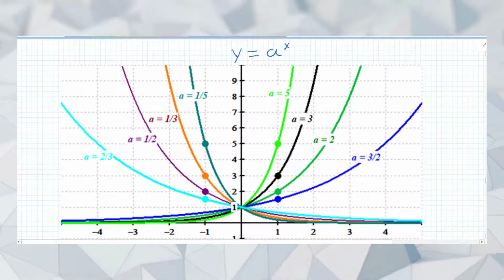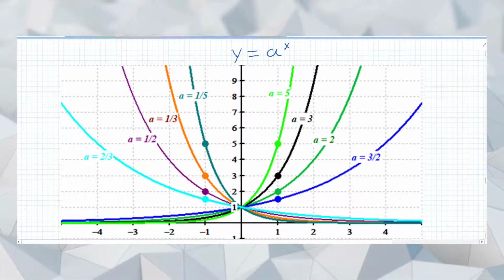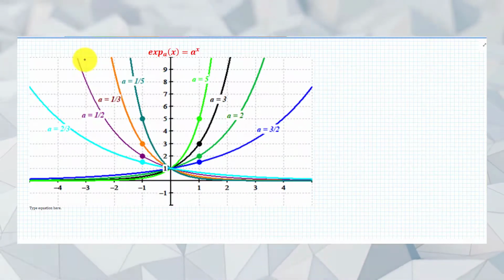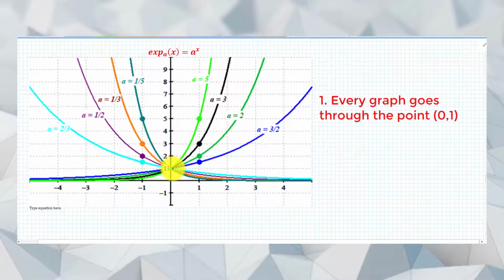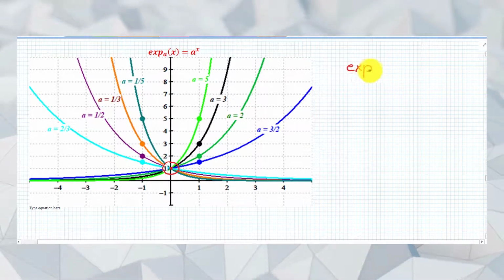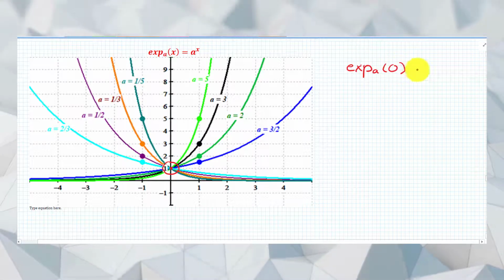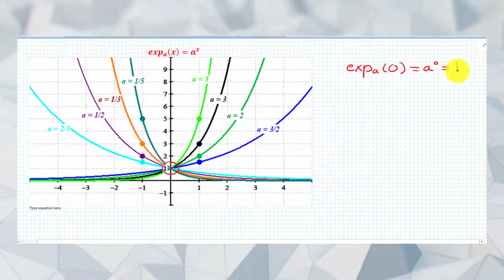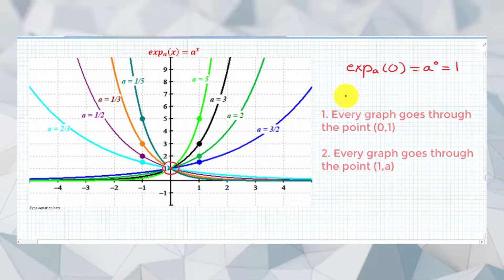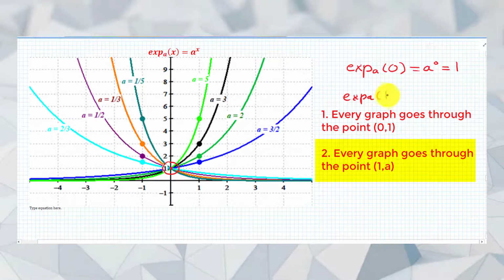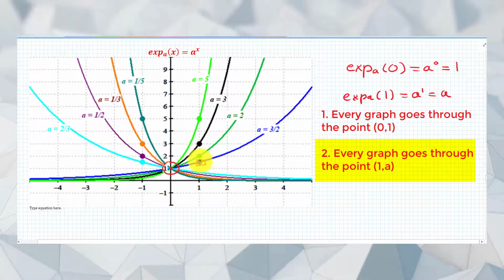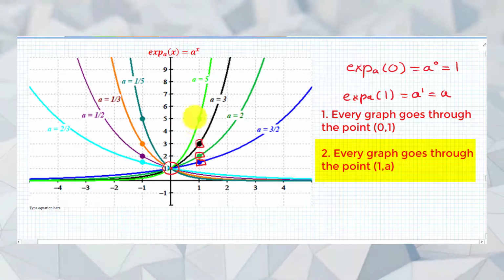Let's now derive a few properties of these exponential functions simply by looking at their graphs. First, we see that every graph goes through the point 0, 1. This is simple to explain. If you make the input 0, then a to the 0 is 1, no matter what the base is. Second, if the input is 1, then a to the 1 is a. And so every graph will go through the point 1 and then the value of the base.